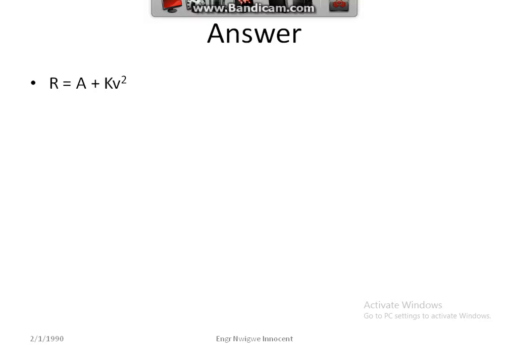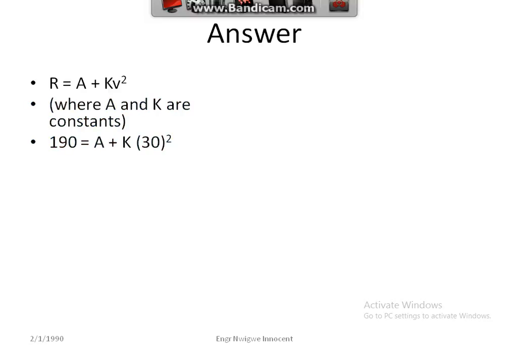partly constant and partly proportional to the square of the speed v. So mathematically we can represent the partly constant and the partly proportional constant with a and k. So if you remove equal to, the resistance will now be equal to a plus kv squared. This is the mathematical representation of the question, where a and k are constants.